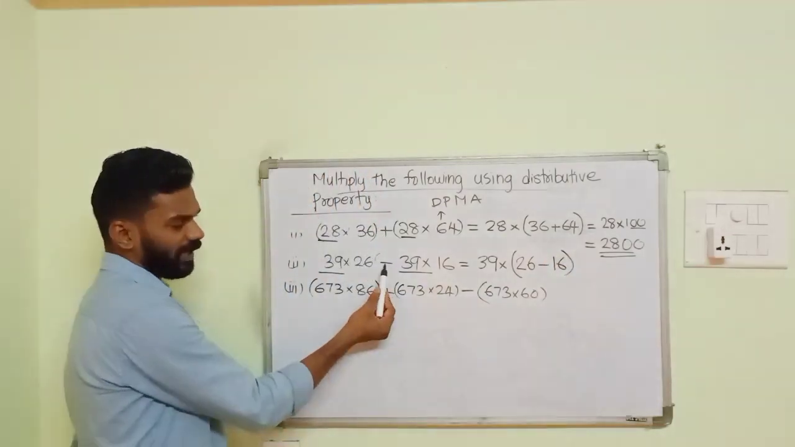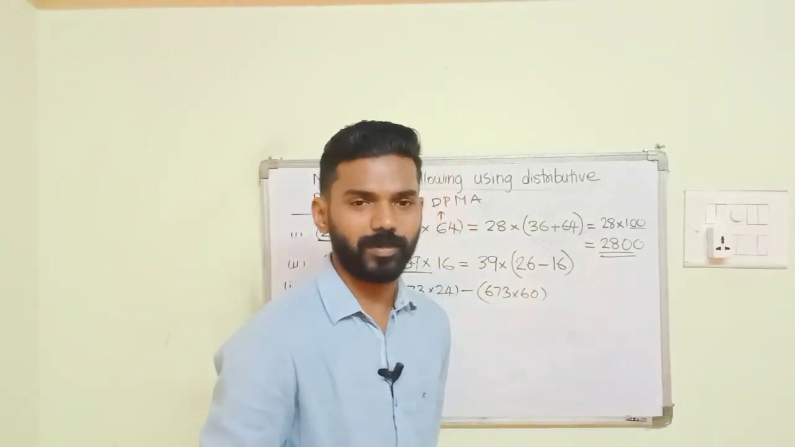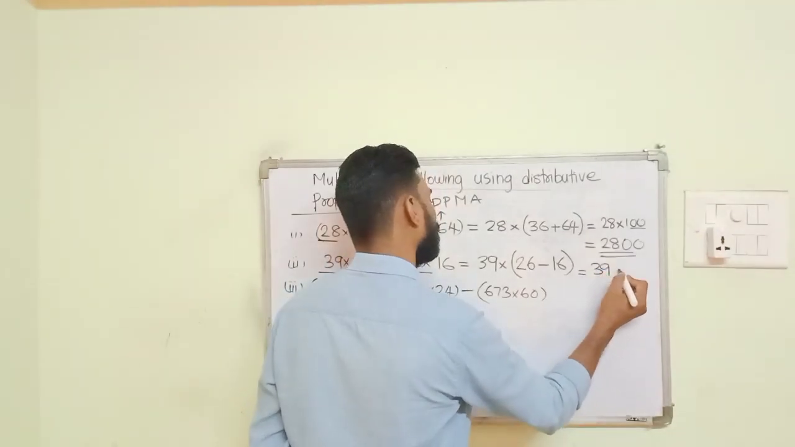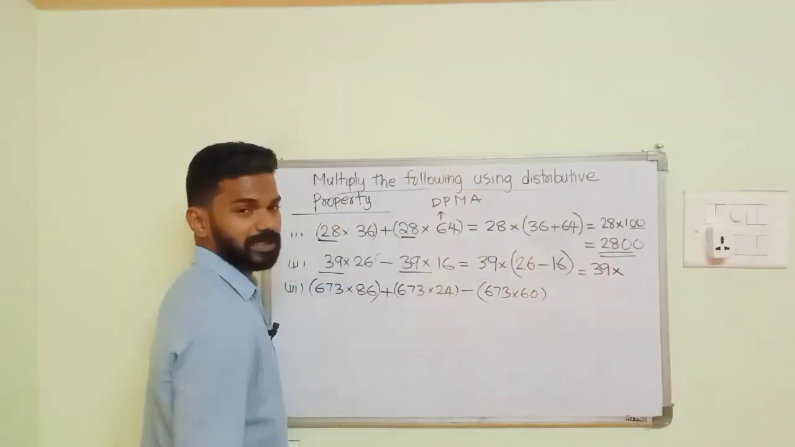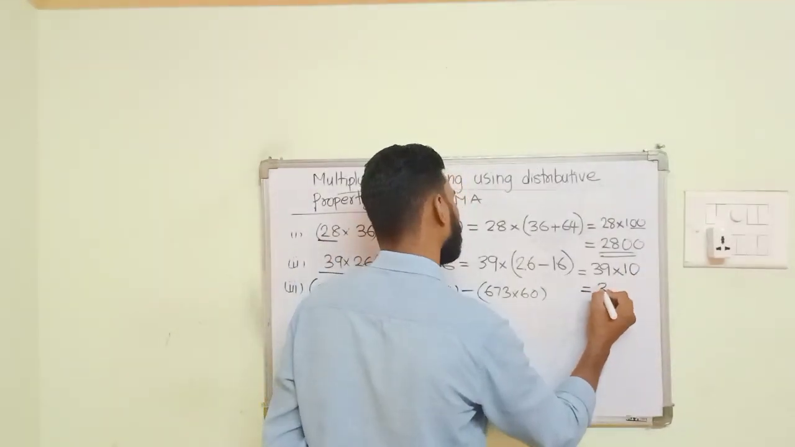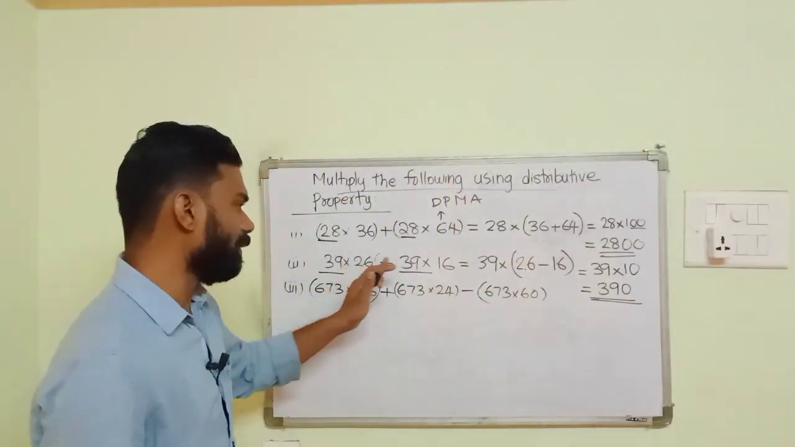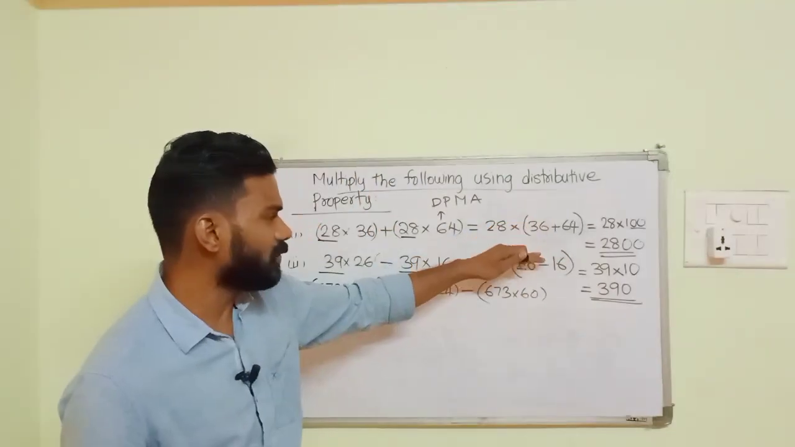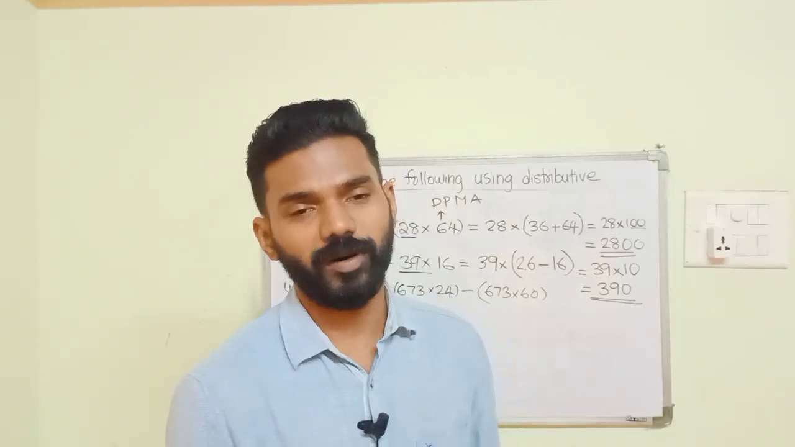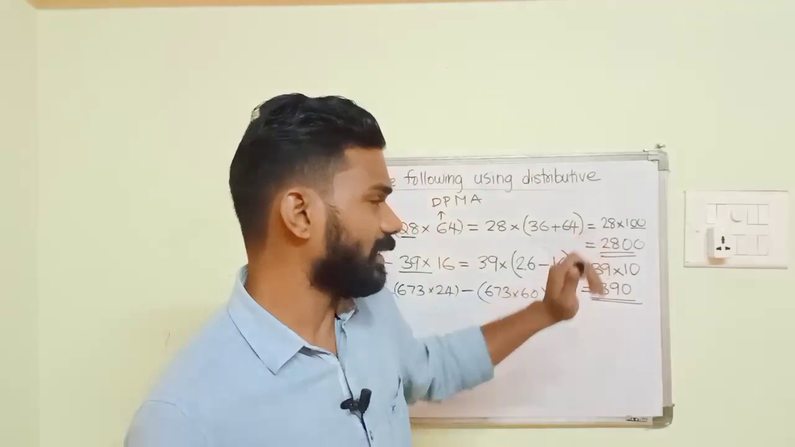Every time we must be careful whether it is addition or subtraction, otherwise our answer will become wrong. Okay. So 39, first of all I am writing down again, into what is 26 minus 16? It will be 10. So the answer is going to be 390. So we simply found the answer for these two problems by using the distributive property of multiplication over addition in the first case and over subtraction in the second case.